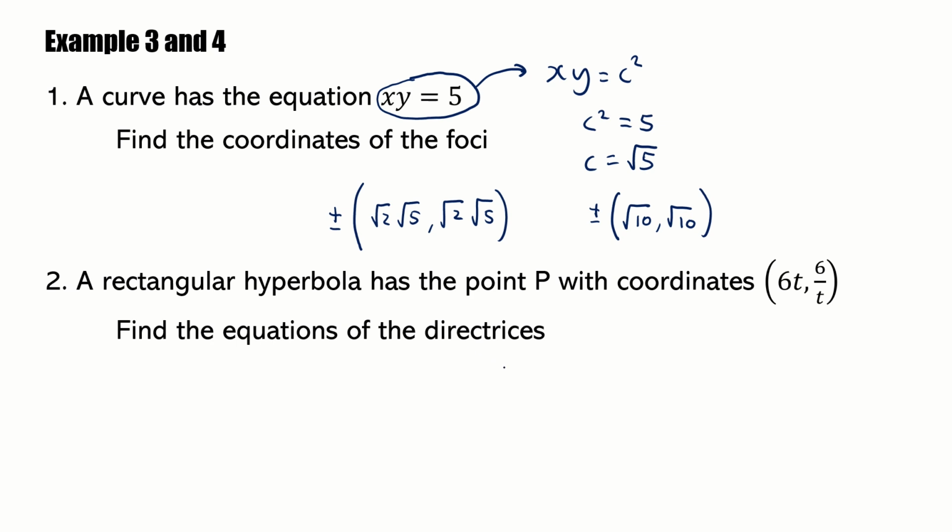On to question 2, same sort of thing, but this time they've given the parametric equations disguised as coordinates. We can very clearly see that the value of c must be 6, because the generic coordinates for a rectangular hyperbola are this. And therefore, once we've identified what c is, we can find the equations of the directrices, because they're just going to be x plus y equals plus or minus root 2c, which in this case will be plus or minus 6 lots of root 2, and therefore we're done, we've found the directrices.